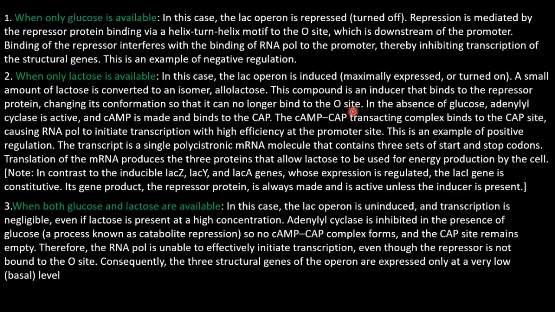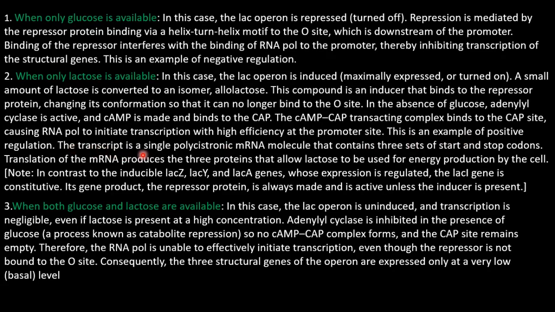Now, in the absence of glucose, that is when only lactose is present, adenylyl cyclase is active, and it will cleave ATP to form cyclic AMP. Then this cyclic AMP will bind to the catabolite activator protein, or the CRP. Then this complex, the cyclic AMP-CAP trans-acting complex, will bind to the CAP site. And once bound to the CAP site, the RNA polymerase will initiate transcription with very high efficiency at the promoter site. This is an example of positive regulation.